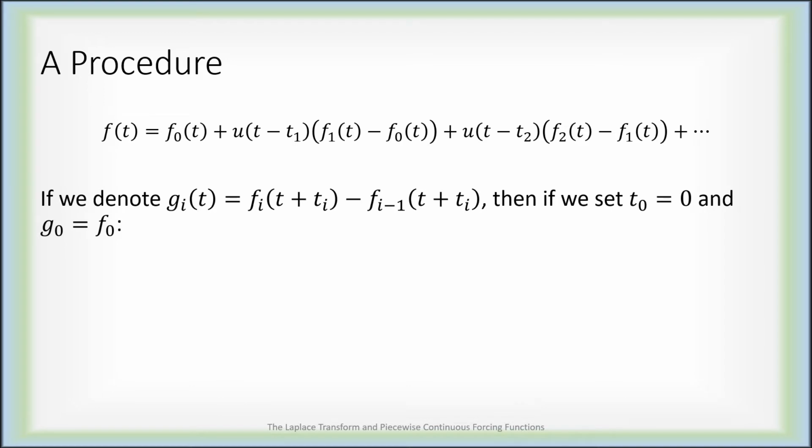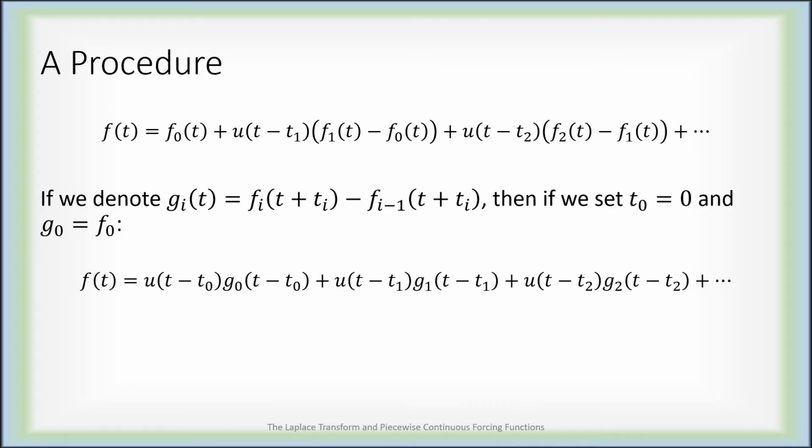What we're going to do is denote g sub i of t as f sub i of t plus t sub i minus f sub i minus 1 of t plus t sub i. So they have the same shift, but it's a difference of two different f's. Then by definition, set t sub 0 to be 0 and g sub 0 to be f sub 0. So what we end up seeing is, here we have f1 of t minus f0 of t. That's just going to be g1 of t minus t1. Similarly, f2 of t minus f1 of t is this difference, g2 of t minus t2, and so forth. So what we've done is we've taken each of these parenthetical terms and represented them as a single function shifted by the exact same amount as the step function.